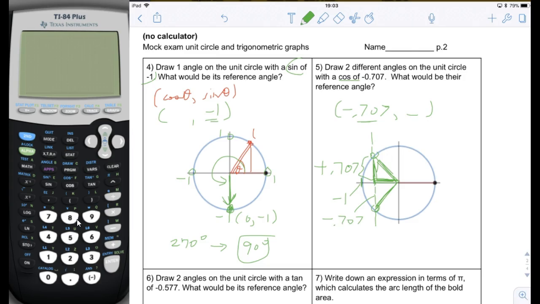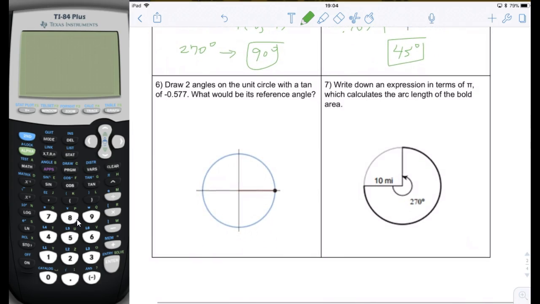So the 2 possibilities are -0.707, positive 0.707, or -0.707, -0.707. What would be their reference angle? Well, we know that these are 45, 45, 90 triangles, so the reference angle would be 45 degrees. Okay? All right. Last 2 problems.